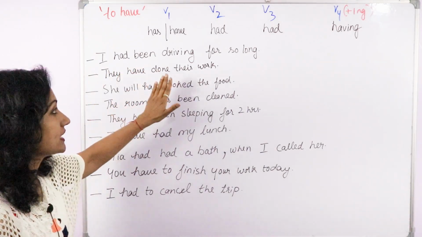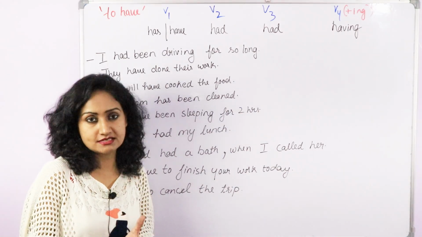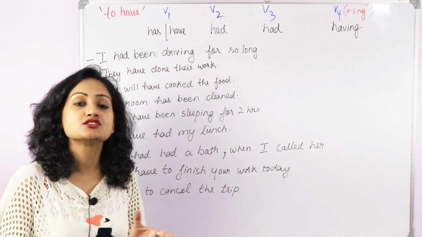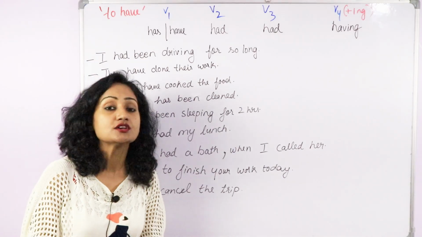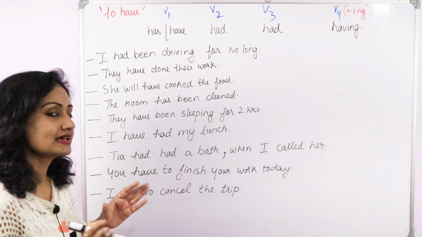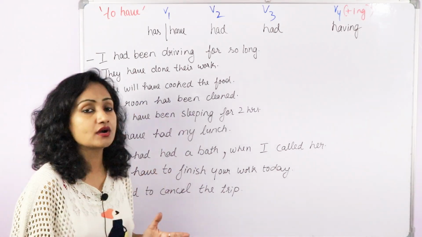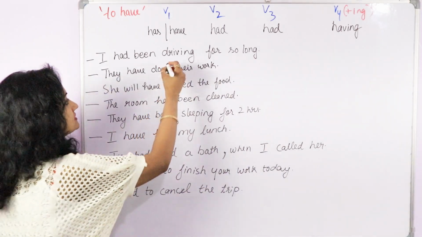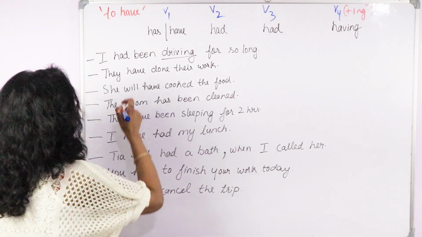I had been driving for so long. So in perfect tenses, present perfect tense, past perfect tense, future perfect tense, and present perfect continuous, past perfect continuous, future perfect continuous, in these tenses we use to have verbs as helping verbs. So I had been driving for so long, I was so tired. So this is past perfect tense. Okay, so driving is the main verb and had been are helping verbs.